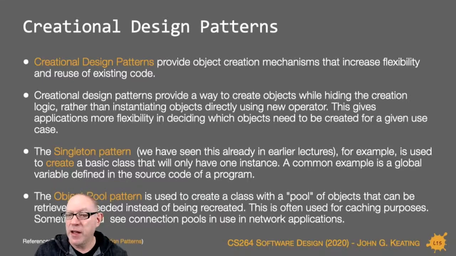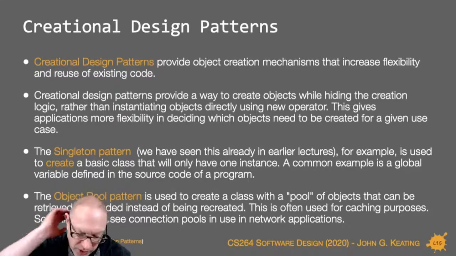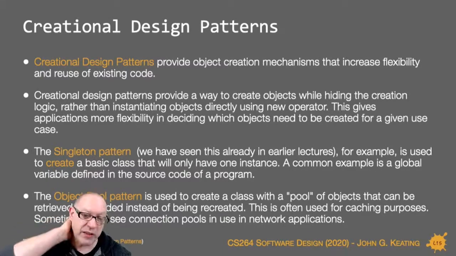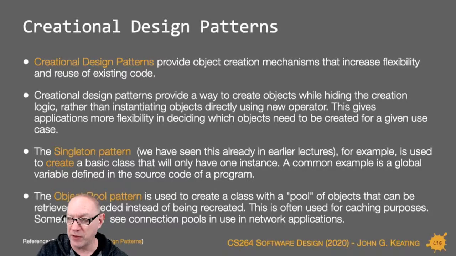Okay. So we've seen the Singleton before. I mentioned it. We didn't do it formally, but I'll give you a sense of what the Singleton does. It's used to create a basic class that will only have one instance. So, for example, it's a way to provide a global variable defined in the source code of a program.